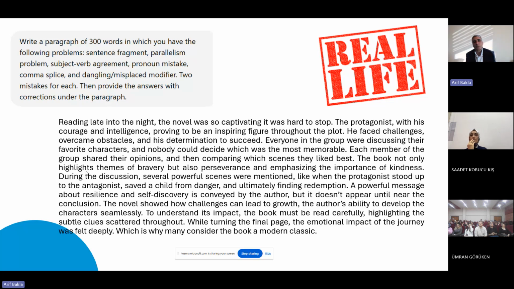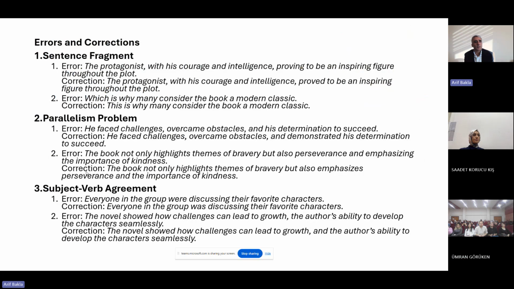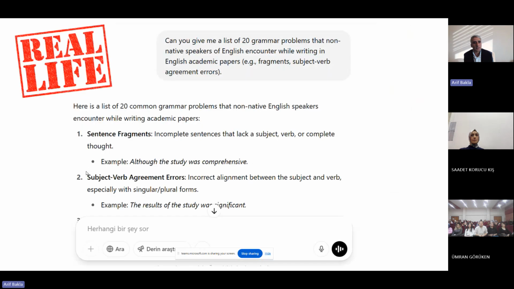So write a paragraph of 300 words in which you have the following problems: sentence fragment, parallelism problem, subject-verb agreement, pronoun mistake, comma splice, and so on. And it gave me all these things within the sentence. And also, I asked for the answers. Give me the answers as well. So sentence fragments. This is the answer part. It gave me the answers.